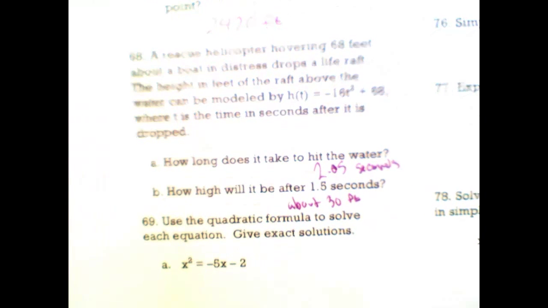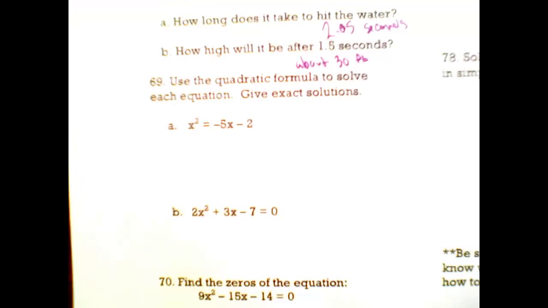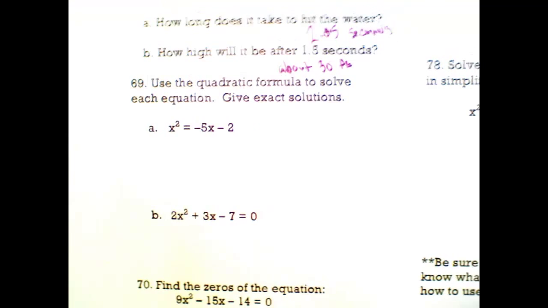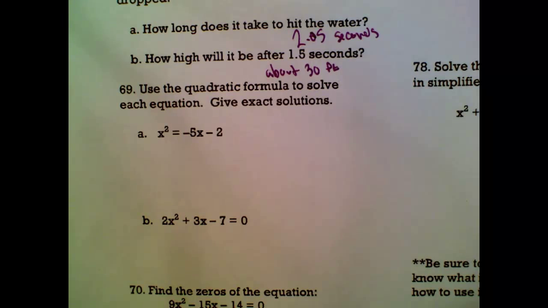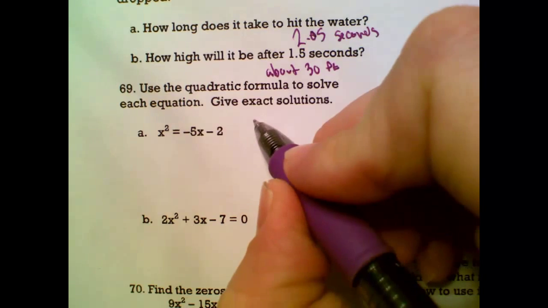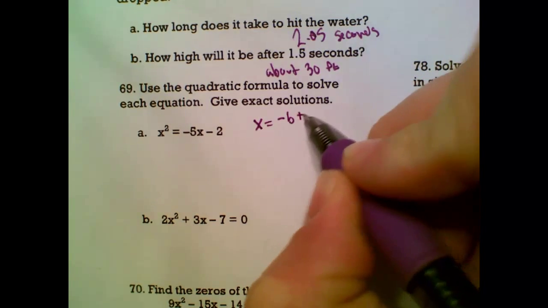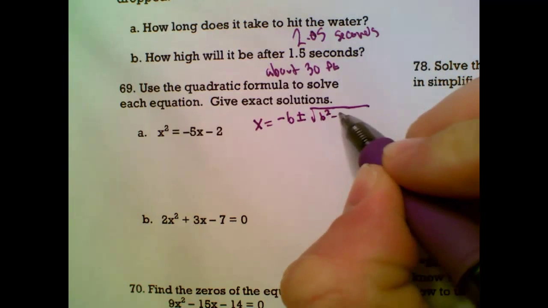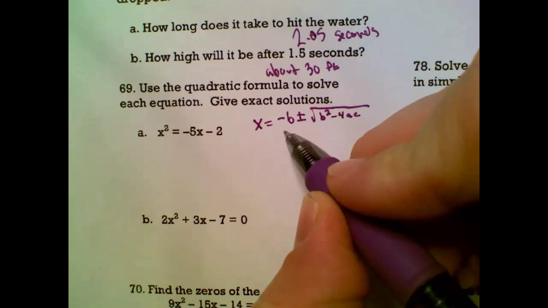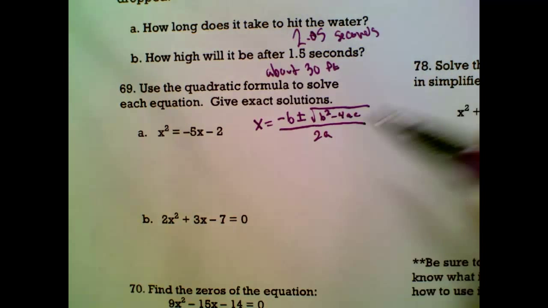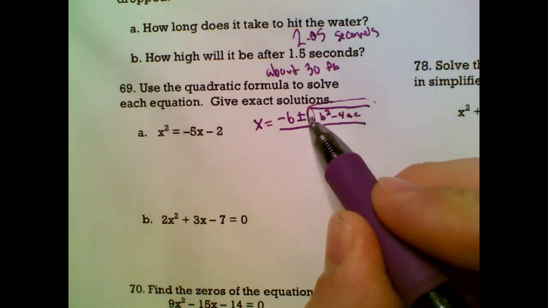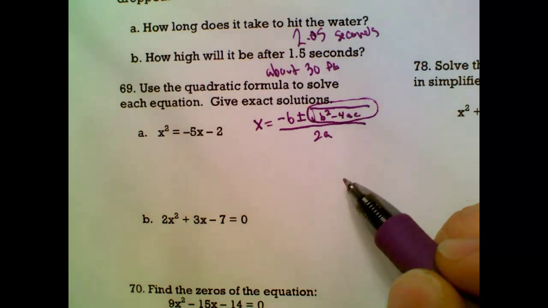Okay, let's move on to number 69. Number 69 says use the quadratic formula to solve each equation. Give the exact solution. Well, remember our quadratic formula is x equals the opposite of b plus or minus the square root of b squared minus 4ac, all over 2a. And what I like to do is figure out what this is on the side and then plug everything else in.